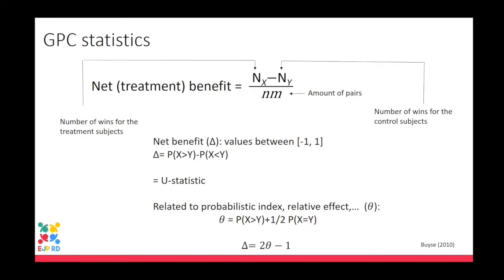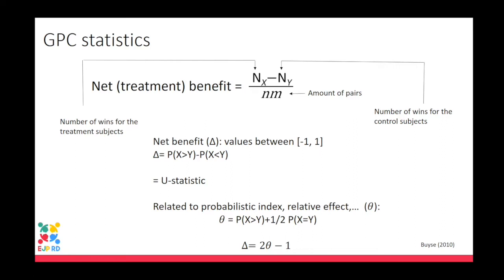Now, very conveniently, it's also a U statistic. So there's a whole theory on U statistics that you can use also on these net treatment benefits. And lastly, it's also related to something that is called a probabilistic index, the relative effect, which has been around for quite a lot of time as well. Also in ROC analyses, in stress-strength analyses. So it has a very natural connection as well with another large part of the literature.